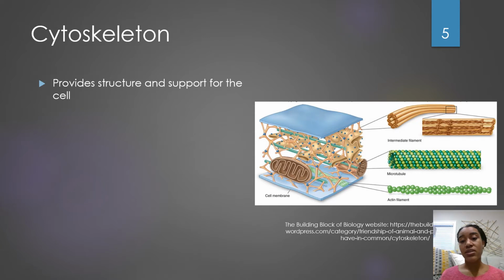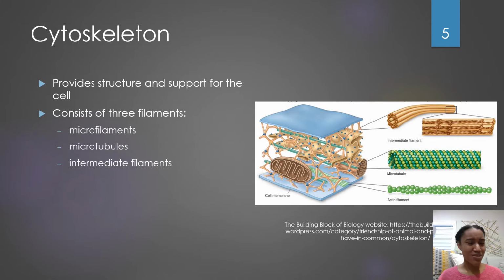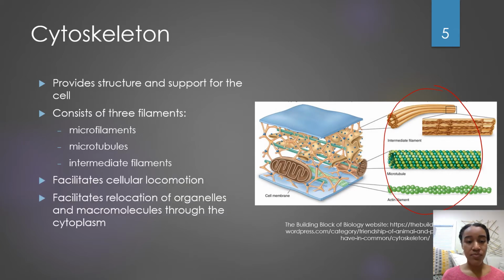And then we have the cytoskeleton. So the cytoskeleton provides structure and support for the cell. It's basically like the beams of the house. It also acts almost like the highway of the city, but we'll talk about that in a second. There are three types of filaments that compose the cytoskeleton. These are microfilaments, microtubules, and intermediate filaments, which are all visualized here in this image. And they all play specific roles within the cell.